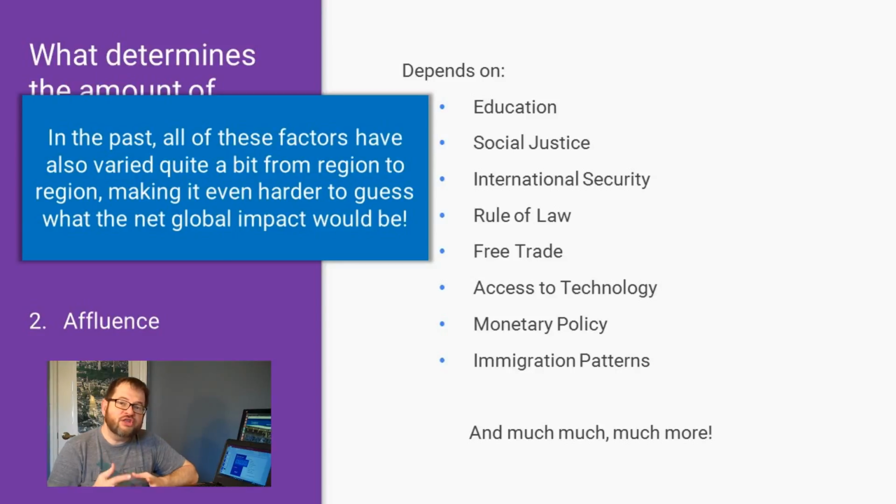Now, in the past, all of these kinds of factors that determine the amount of affluence in our society varied quite a bit from region to region. Obviously, there are parts of the world that are more affluent and more energy intensive, and there are parts of the world that are less affluent and less energy intensive, which makes it really complicated to figure out from a global climate perspective how these values are going to change.